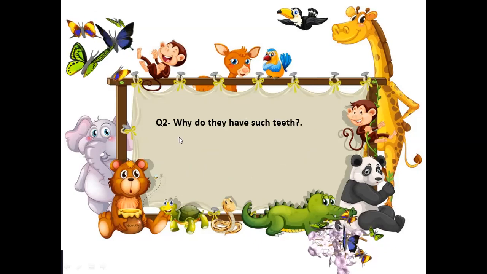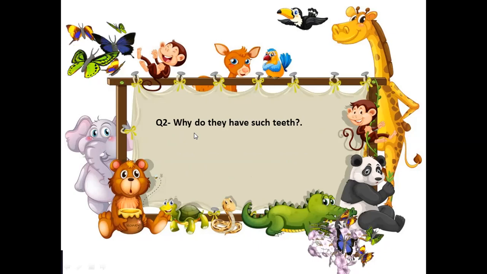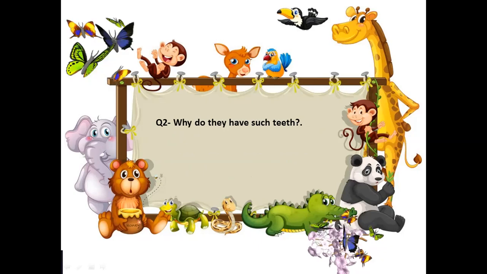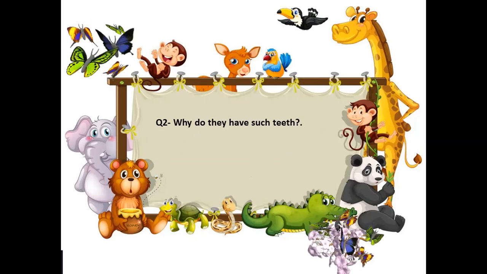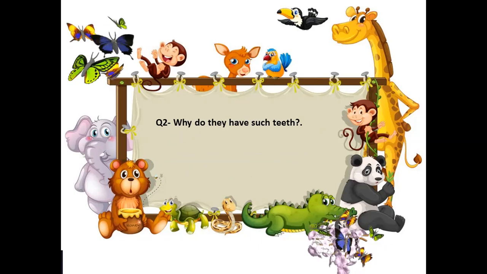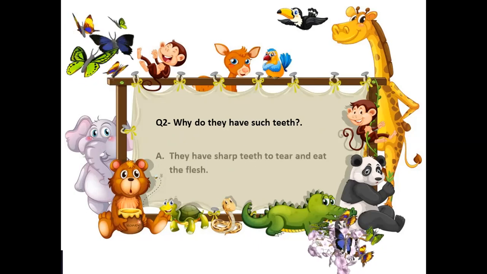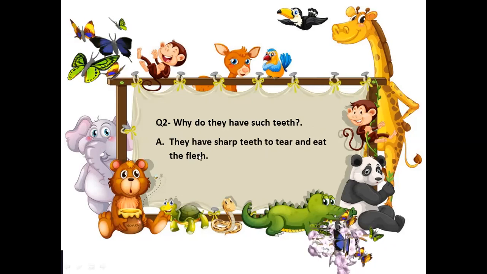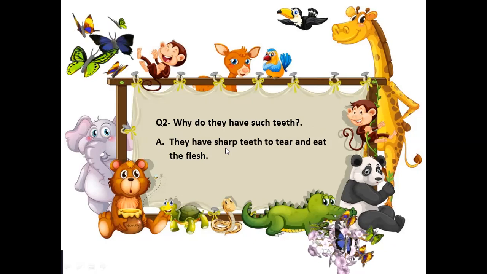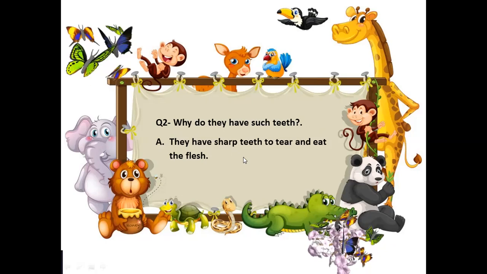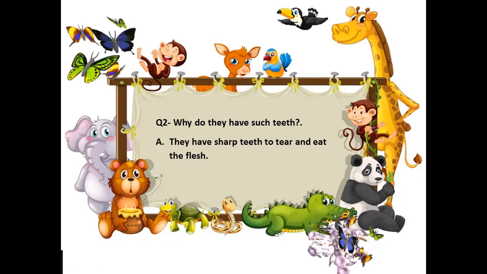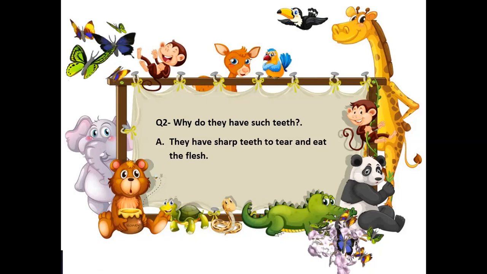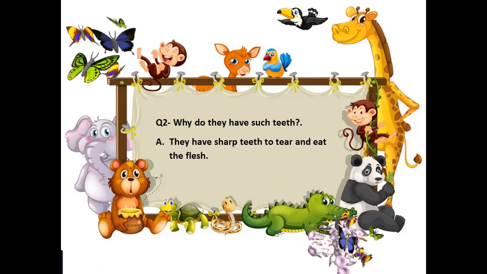The next question of this chapter is, why do they have such teeth? They have such teeth to suit the kind of food they eat. They have sharp teeth to tear and eat the flesh. Understood?